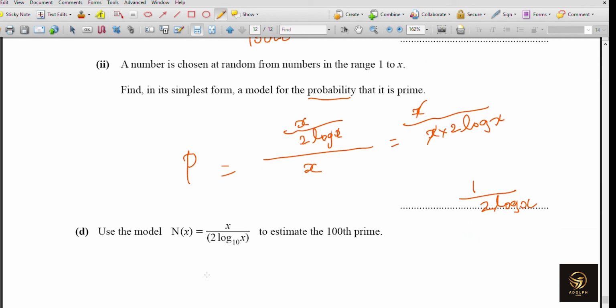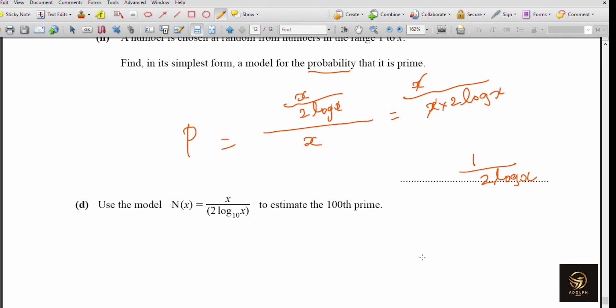Next, use the model n of x equals x divided by 2 log x to estimate the 100th prime. What is meant by the 100th prime? Previously they gave a bigger number and we found how many primes are there in it using this model. But now they are asking for the 100th prime, which means in the group there are 100 primes, so n of x is 100.